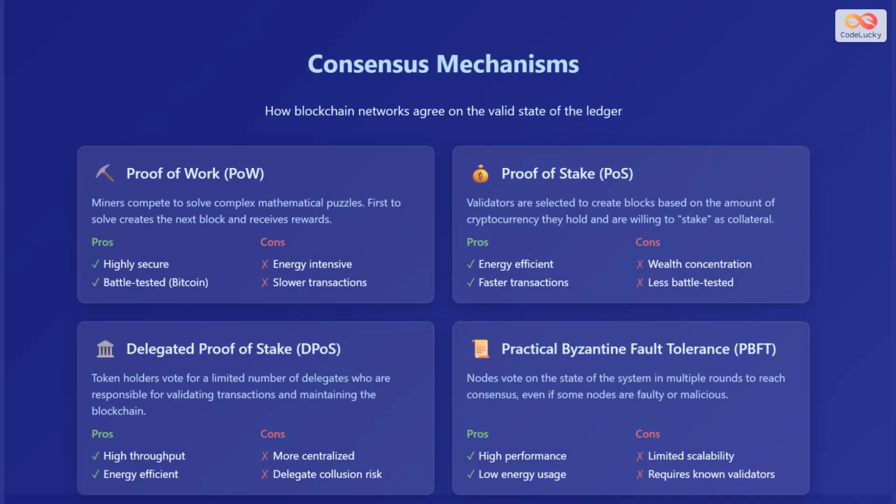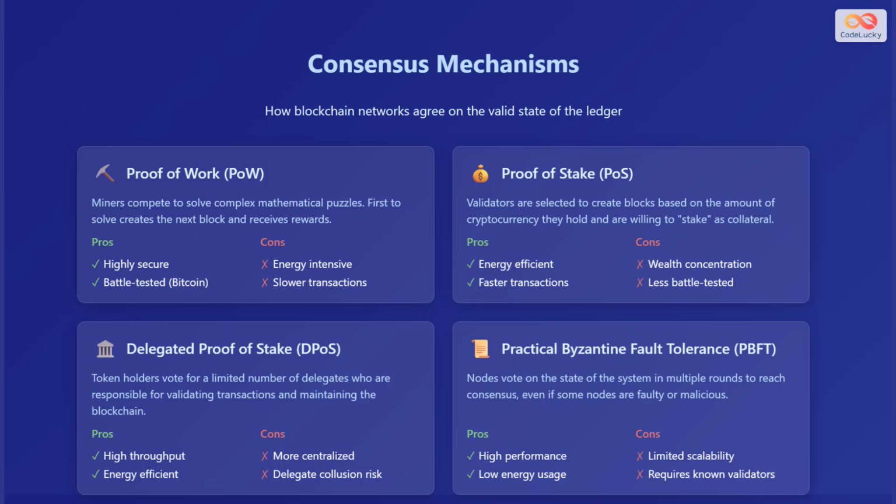Consensus mechanisms are fundamental to how blockchain networks agree on the valid state of the ledger. Let's start with proof of work. In proof of work, miners compete to solve complex mathematical puzzles. The first miner to solve the puzzle creates the next block and receives rewards. Proof of work is highly secure and has been battle-tested by Bitcoin. However, it is energy-intensive and can result in slower transactions.